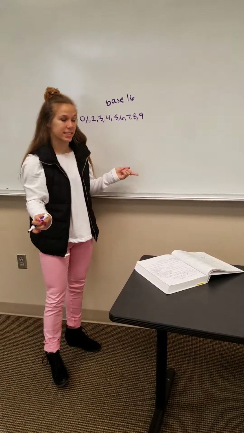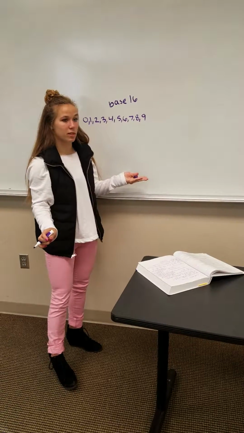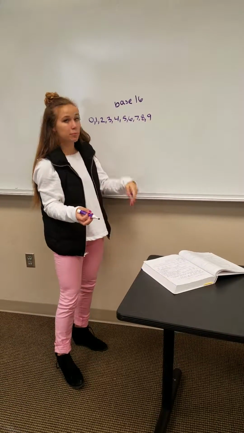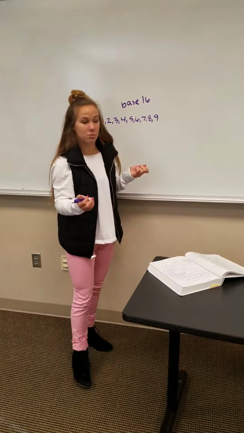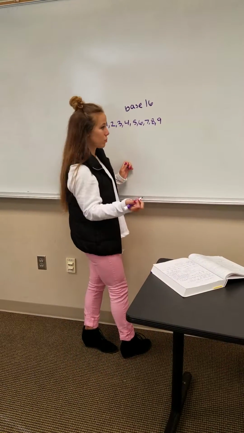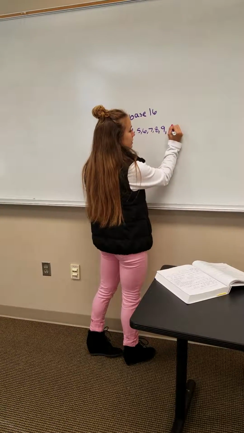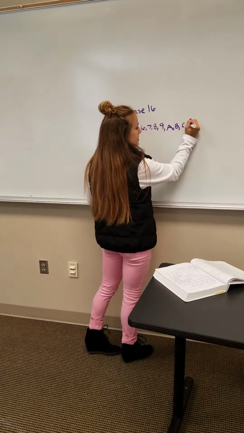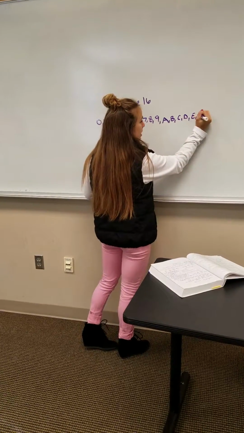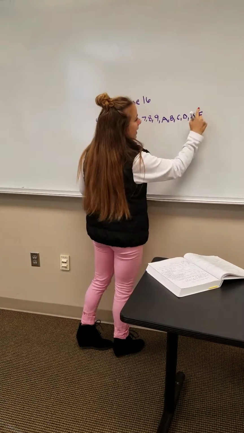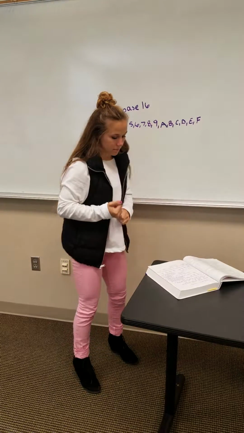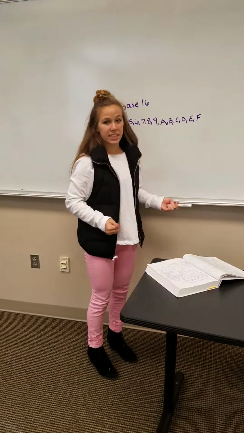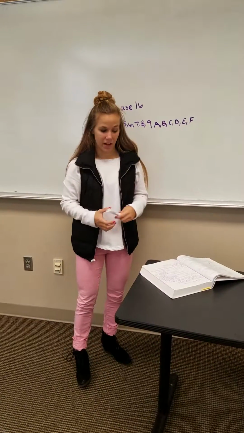But for base 16, since we can't put more than 9 in a place value, they use letters. So for those, we'll use the A through F as given in the problem. So then after 9, we go A, B, C, D, E, F. Just like in base 10, we need to look at the place values.